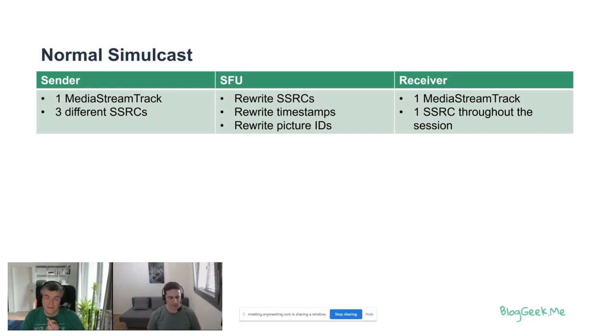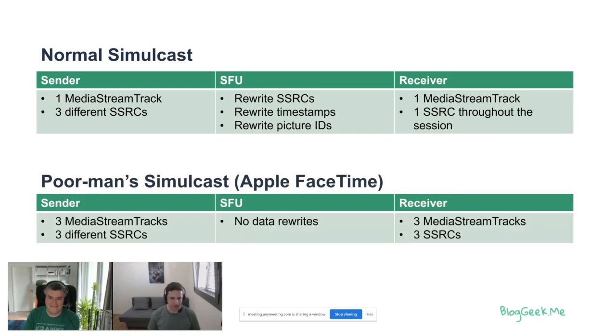Yes, and it's a pretty complicated thing, actually, in particular if you have things like packet loss, rewriting the timestamp and the sequence numbers gets a bit tricky. Okay. And then we've got the poor man's approach to simulcast, which is what Apple decided to do for FaceTime. And there, the sender has 3 media stream tracks instead of 1, and 3 different SSRCs. So it's actually sending 3 separate, distinct video sources.